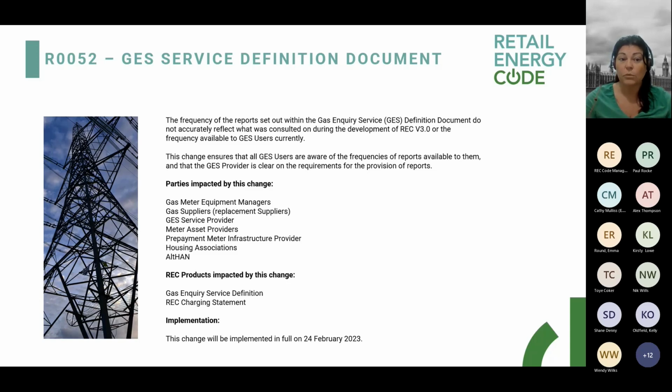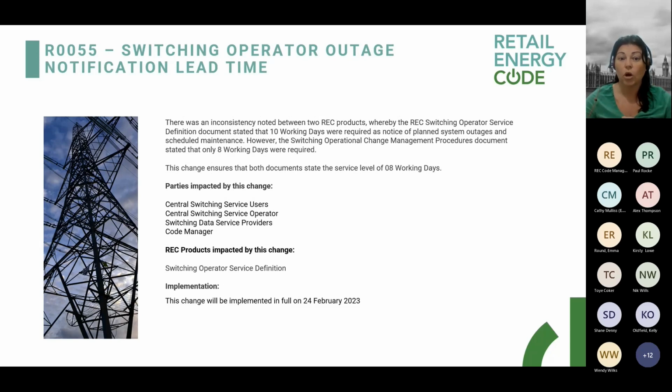So we're going to move on to the next one, which is R55, the switching operator outage notification lead time. So again, when the switching operator joined the REC at REC version 3, there was an agreement put in place on when there is a period of a system outage, so for a scheduled maintenance, the switching operator would provide CES users and switching data service providers a set amount of notice. What was agreed at the time was 8 working days.